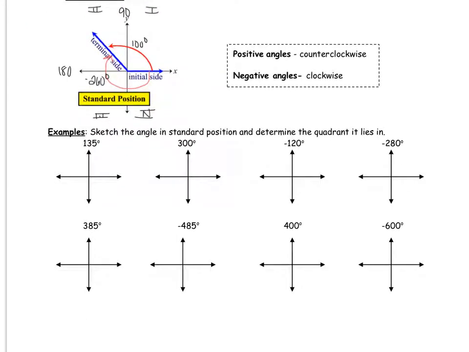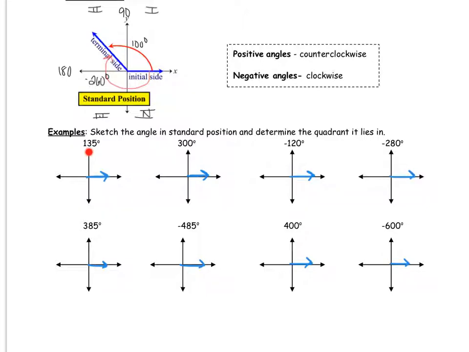The first one that I want to sketch is 135. Every single angle must have an initial side and a terminal side. So my initial side is right over the x-axis every single time. We can go ahead and label that. Each one is going to have an initial side that looks like this. You always want to make it look like it's over the x-axis. You don't want to leave it blank.